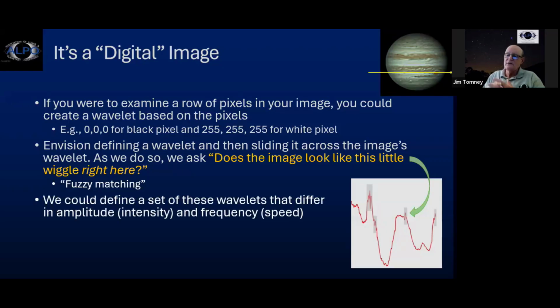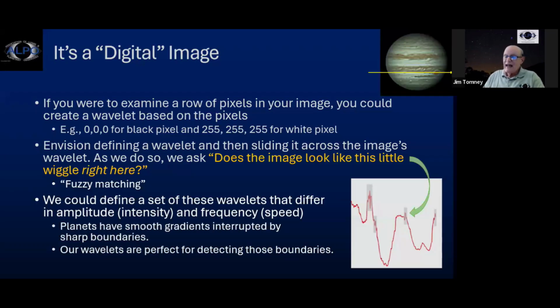And then we could obviously define a set of these wavelets, not just one, and they can differ in amplitude or intensity, how strong the change is, and frequency, the speed, how quickly the change happens. Planets in general have smooth gradients that are interrupted by sharp boundaries. So our wavelets are really going to be good for detecting where those boundaries lie in the image.